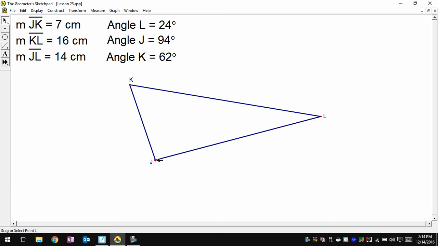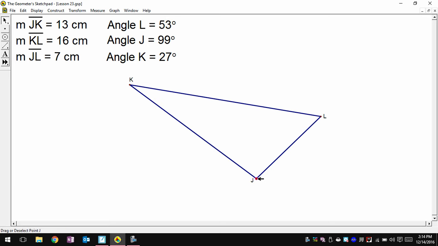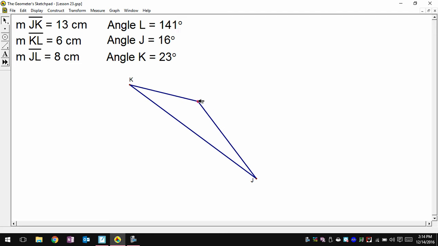And it doesn't matter how much I move this around, that is always going to be true. JK is now the biggest side, it's across from the biggest angle. KL is the smallest side again, and it's across from the smallest angle.